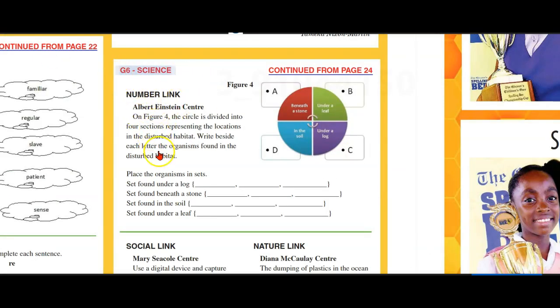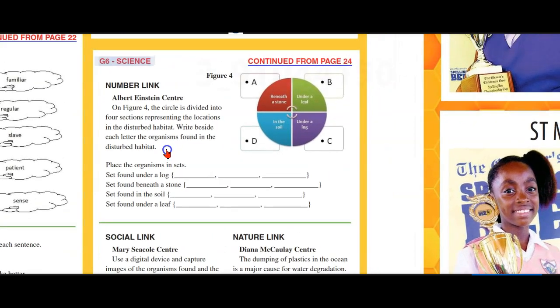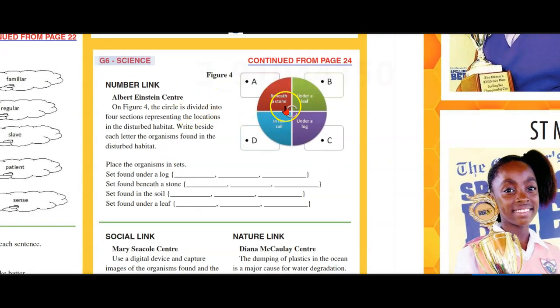Finally, now it says here, this final section says number link, Albert Einstein Center. On figure 4, the circle is divided into 4 sections representing the locations in the disturbed habitat. Write beside each letter the organism found in each of these disturbed habitats. Okay, so here, let's go beneath a stone. If you lift up a stone, sometimes we might see some type of roaches underneath a stone, right? Under a leaf, might have a worm. In the soil, well, we'll have worms and other things. Under a log, sometimes we find bugs and all those creepy crawlies there.